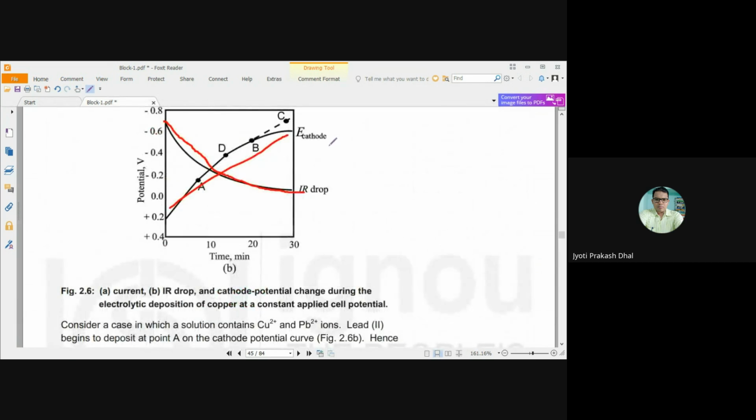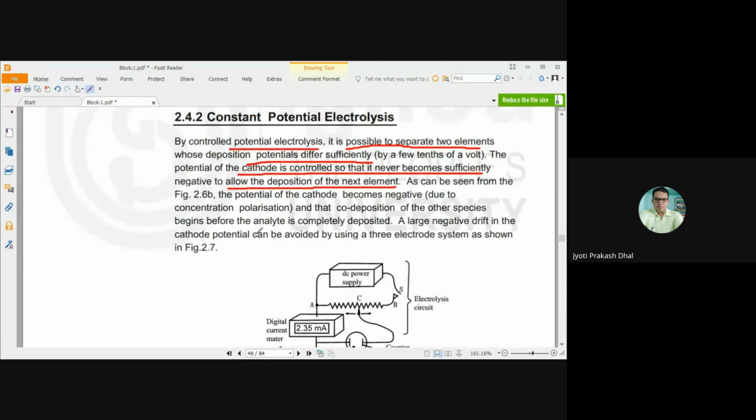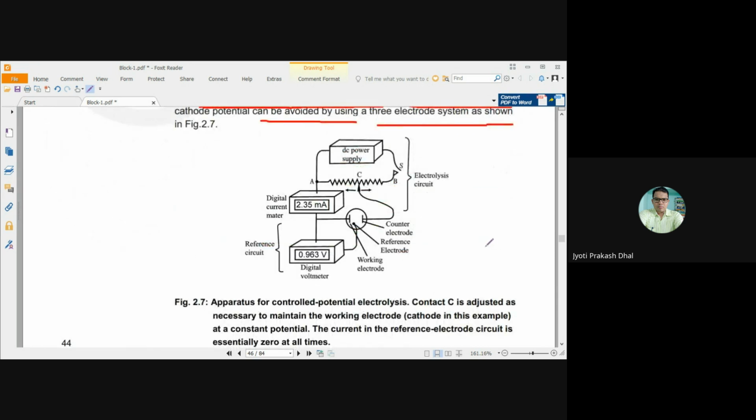Here extra applied potential should be given, but according to figure 2.6b, the potential of the cathode becomes negative, and the co-deposition of the other species begins before the analyte is completely deposited. That happens in the previous method, but in this method the co-deposition of the other species will not be possible. A large negative drift in the cathode potential can be avoided by using a three-electrode system as shown in the figure.